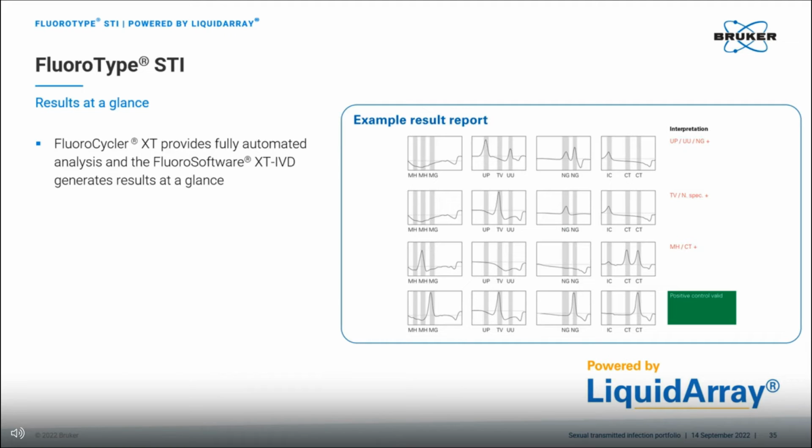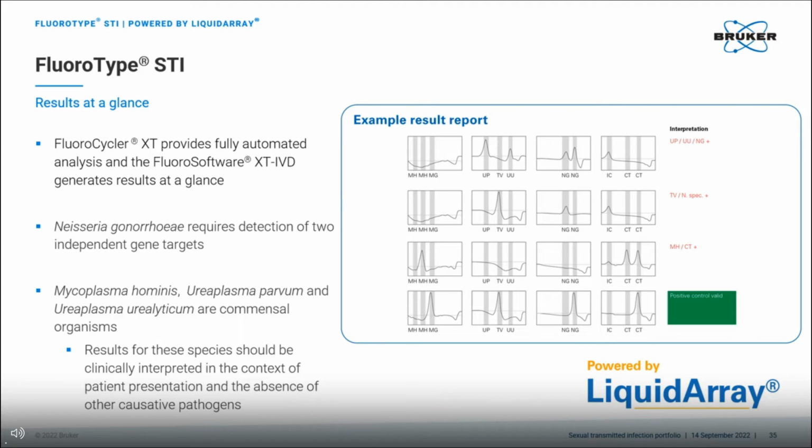Here's an example report of what you would see using the FluoroType STI assay. And again, you can see here an example where 2 genes of Neisseria gonorrhea are detected and we're reporting Neisseria gonorrhea positivity. And in this example, a single Neisseria gonorrhea gene is detected, and here we're reporting Neisseria species.